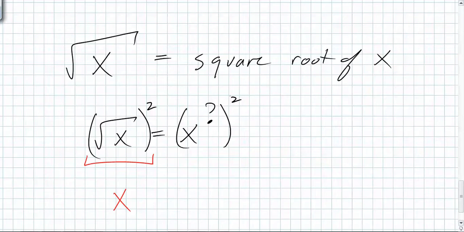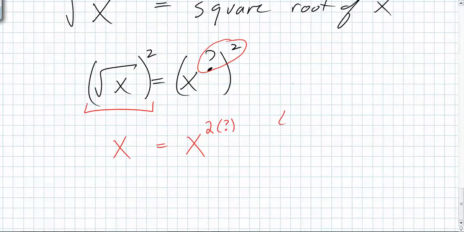Now, what do you do here? What do you do with powers of powers? You know what you do with powers of powers. We just looked at that. You multiply. So it's going to be x to the what power? 2 times what? 2 times question mark. This is still true.